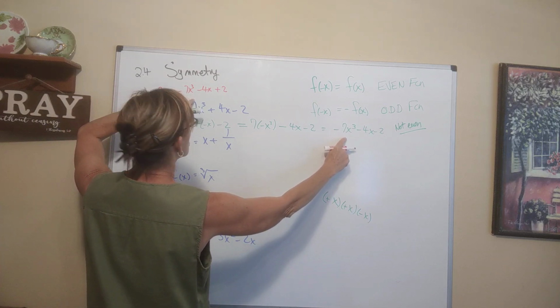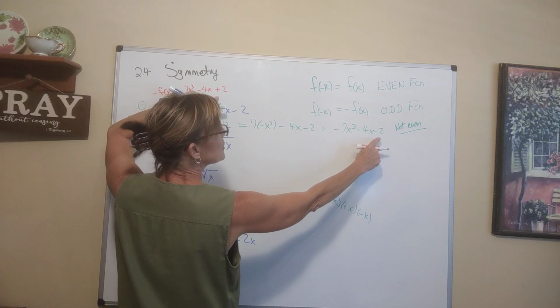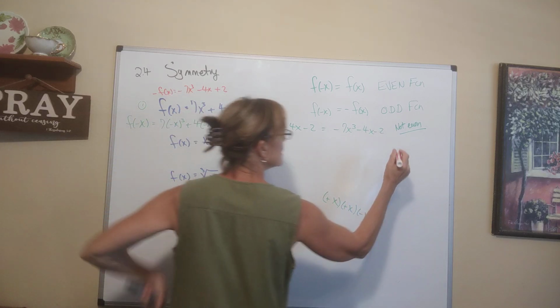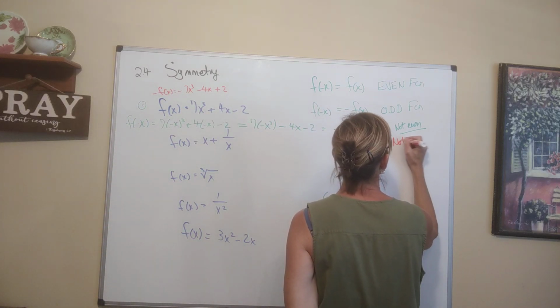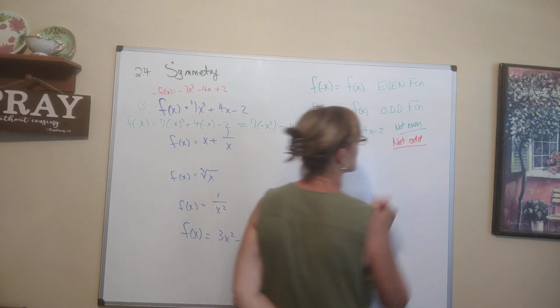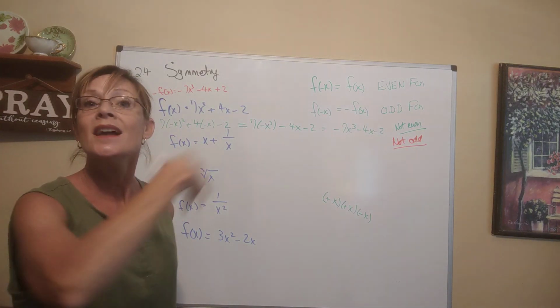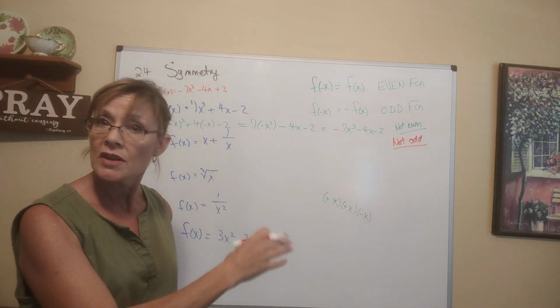Negative 7x cubed minus 4x, uh-oh, plus 2 minus 2. No, it's not exactly. So we would also say it's not odd. So I want you to notice something. Just because something's not even does not automatically mean it's odd. You have to check for both.